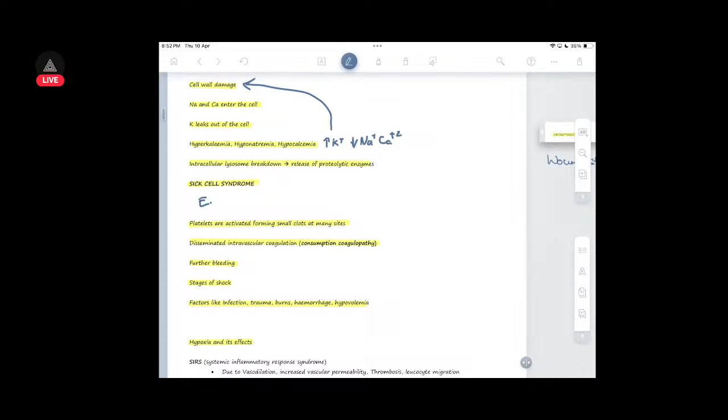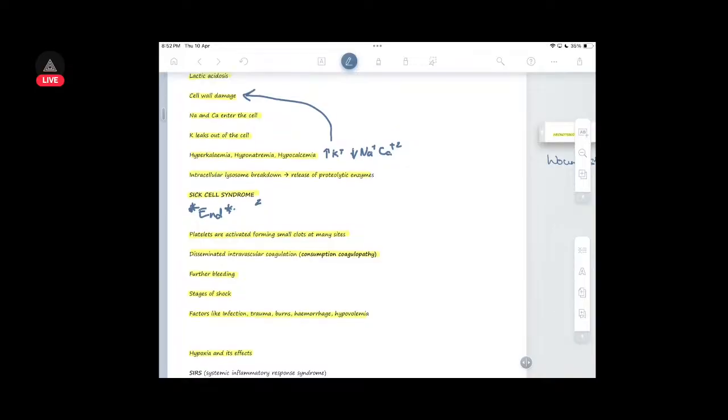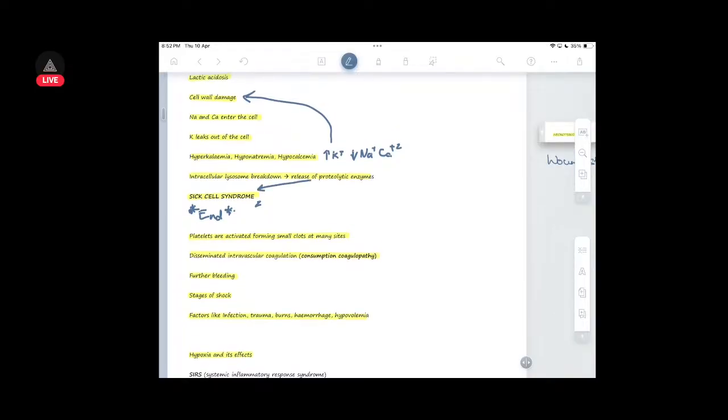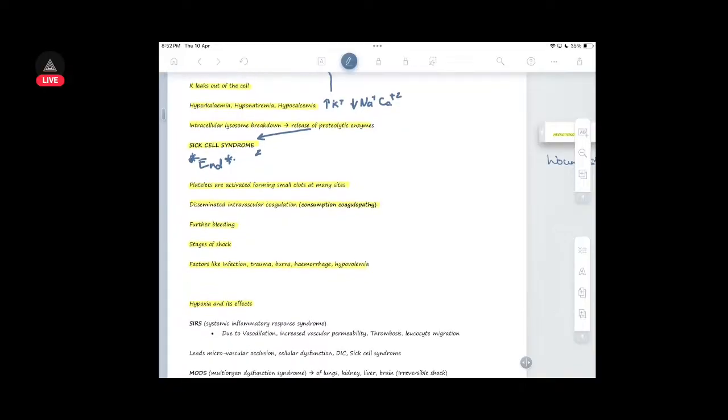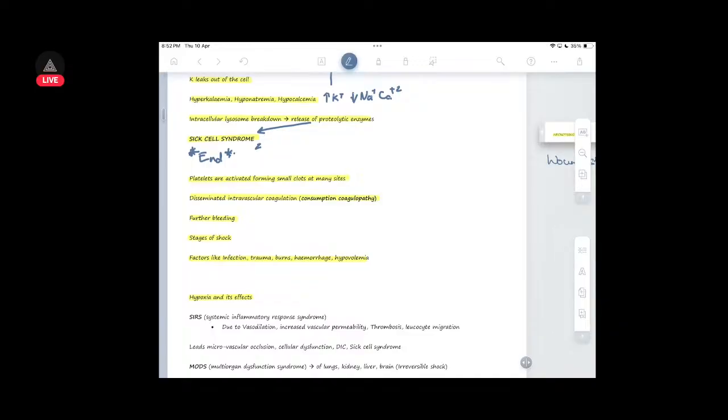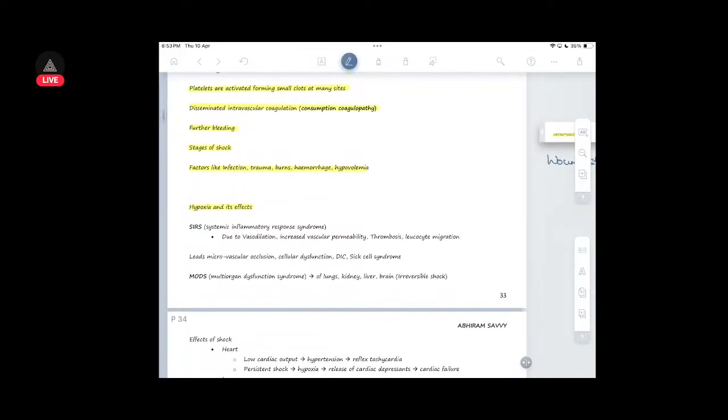This is how the sickle cell syndrome occurs. If proteolytic enzyme is released, it is sickle cell syndrome, with intracellular lysosomal breakdown. Platelets are activated, disseminated intravascular coagulation will occur, and further bleeding will be there. That's it. Stages of shock.